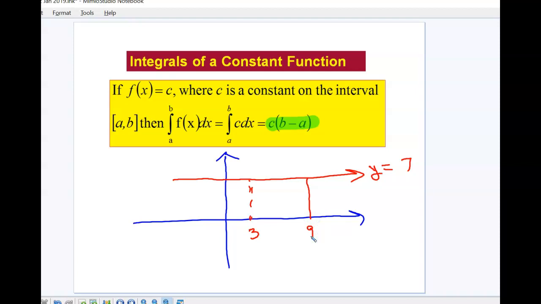9. Okay, well, that would be a rectangle. And to figure out the area of that rectangle, well, the height would be 7, the length would be 6. So it would be 7 times 6 would be 42. Okay, so basically 7 is my constant, and b minus a, 9 minus 3, is equal to 6. So that is why the integral formula for a constant is simply the constant times the difference in the lower limit and the upper limit.